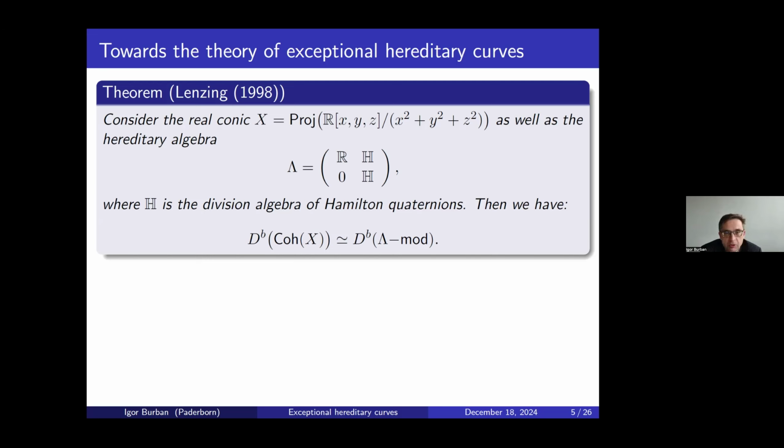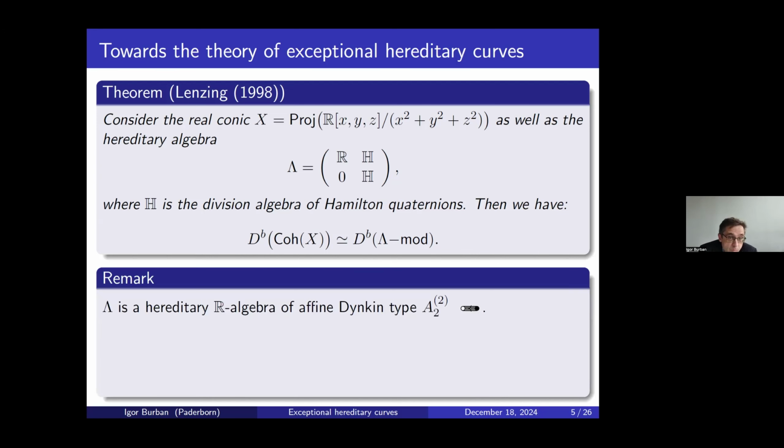So we have the algebra Lambda. It is a hereditary algebra, but it is not a path algebra of some quiver with relations, because for this algebra we have a simple module whose endomorphism algebra is the algebra of quaternions, and we do not have it for path algebras of fields. So maybe to comment, what is Lambda?